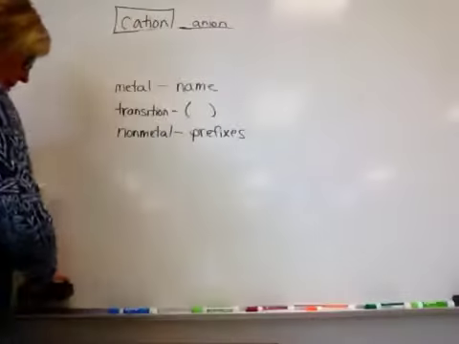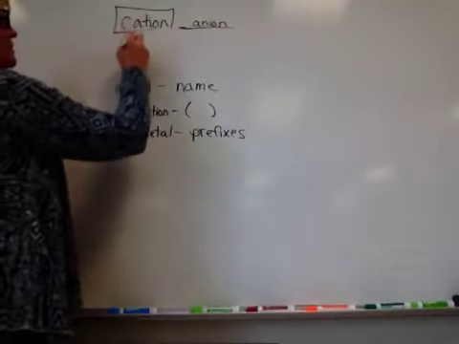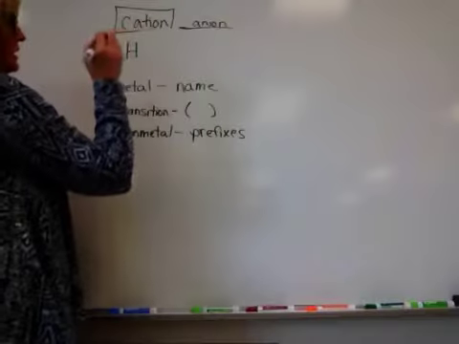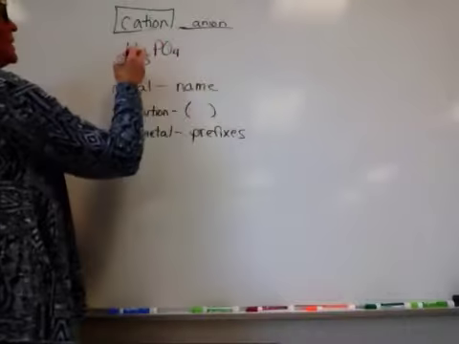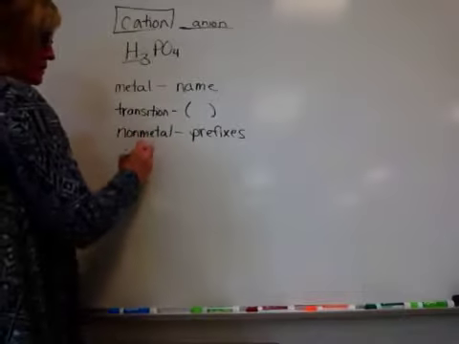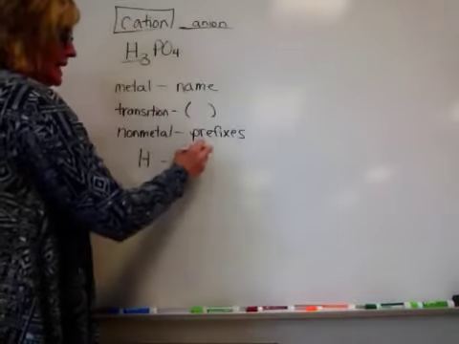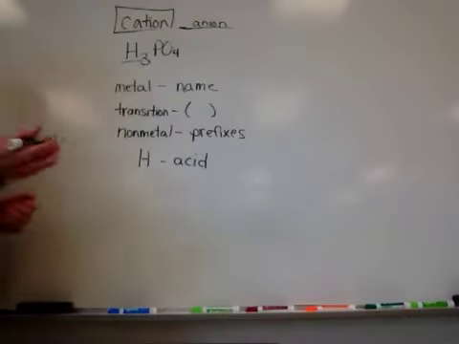And then last example, it's not on this sheet, but we do use it. If it starts with an H, so let's say I have H3PO4. It starts with an H. What does that simply tell you? It's an acid. If it starts with an H, it's an acid. I need to use the cheat sheet and follow those rules.